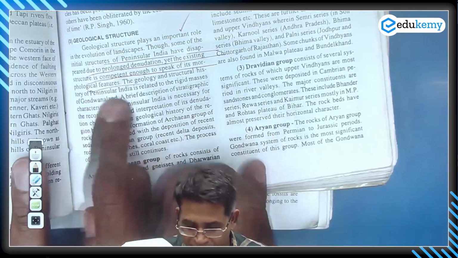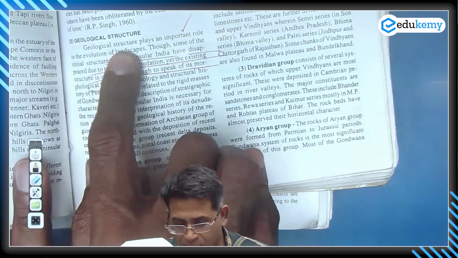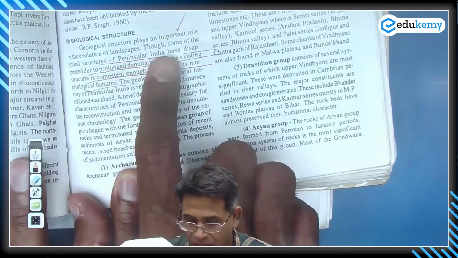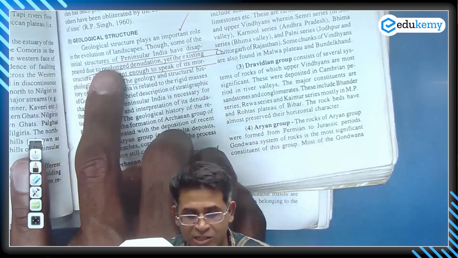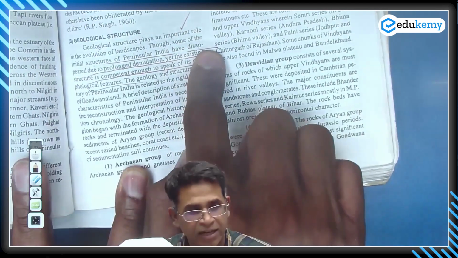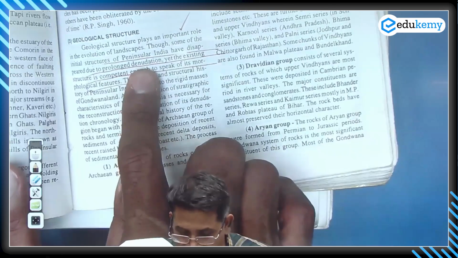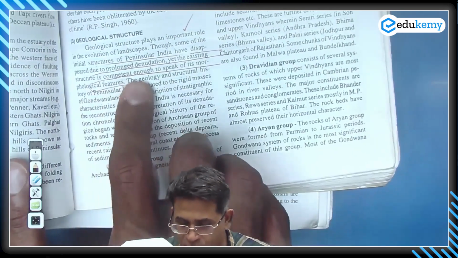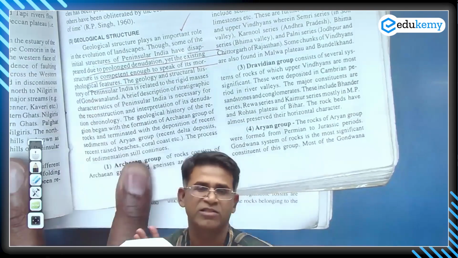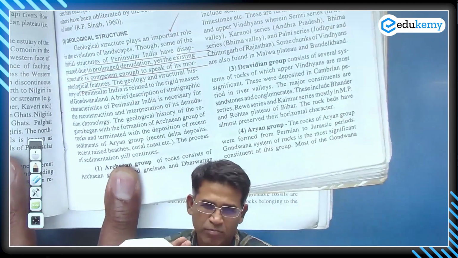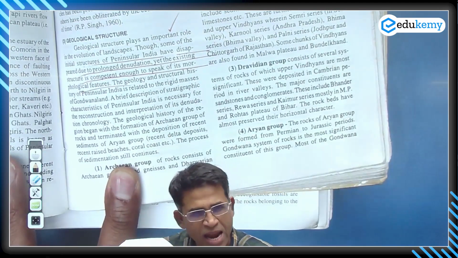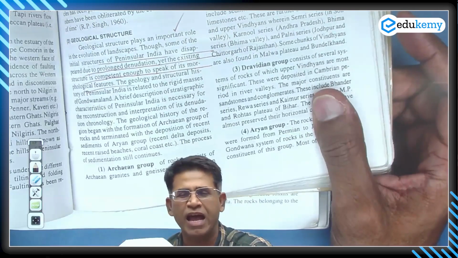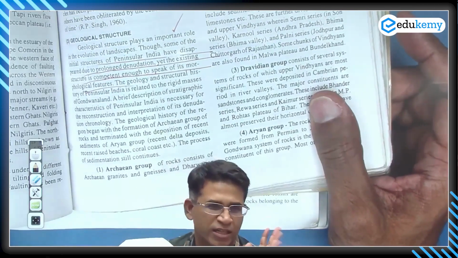Geological structure, it says, geological structure plays an important role in the evolution of the landscapes. Though some of the initial structure of Peninsular India have disappeared due to prolonged denudation, yet the existing structure is competent enough to speak of its morphological features. Is asking you a very simple thing. बहुत कुछ जा चुका है, लेकिन जितना बचा हुआ है, that tells us a lot about what we have in terms of geomorphological features.